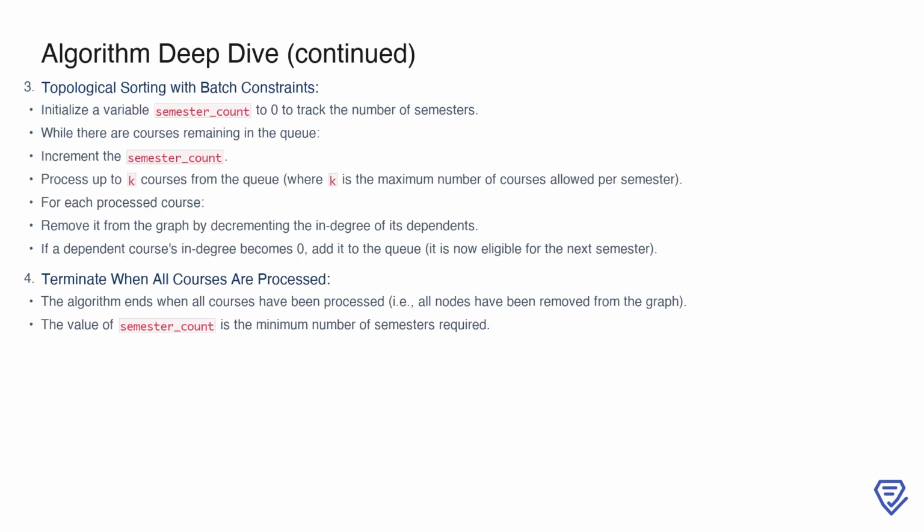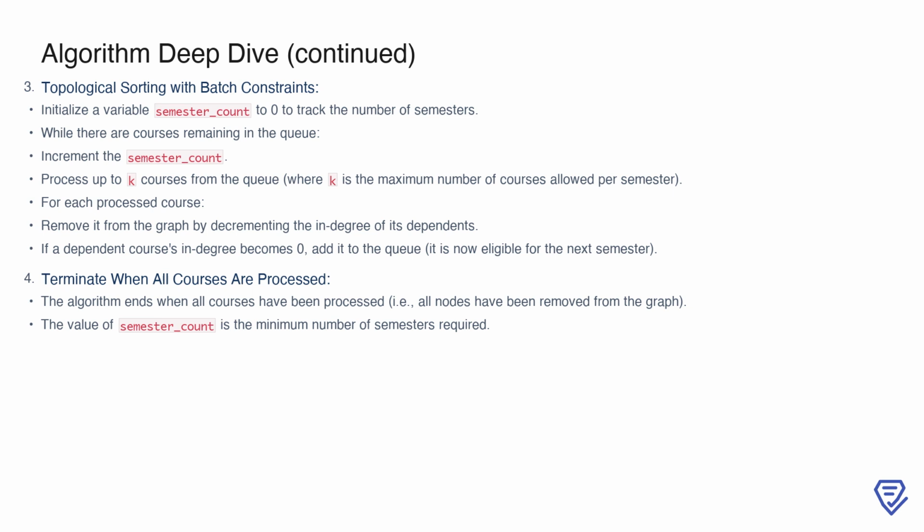Now, we apply a topological sorting approach with the additional constraint of limiting the number of courses per semester. We use a queue to manage the courses with no prerequisites, and we initialize a counter, semester_count, to keep track of how many semesters have passed. During each semester, we increment this counter and process up to k courses from the queue, where k is the maximum number of courses allowed per semester.